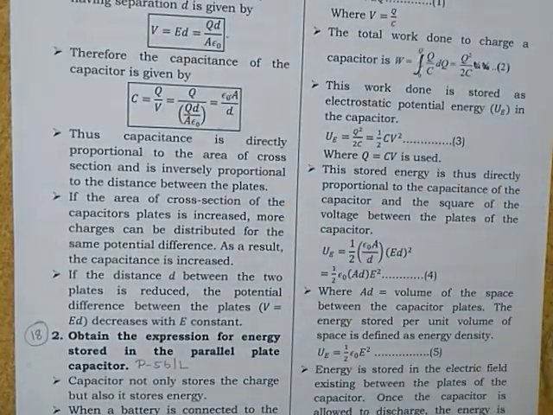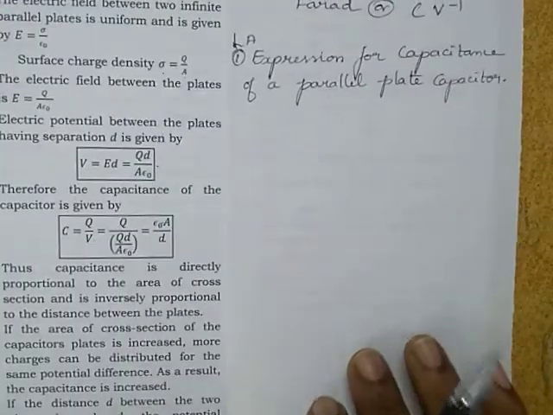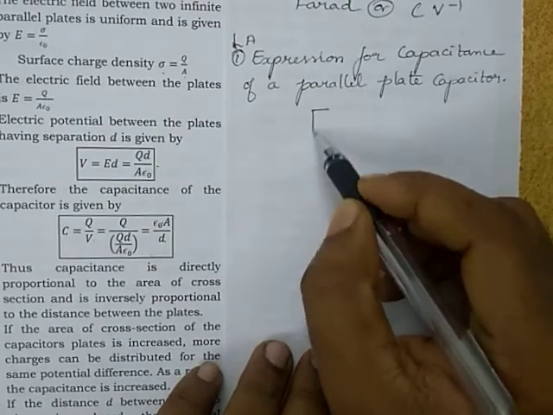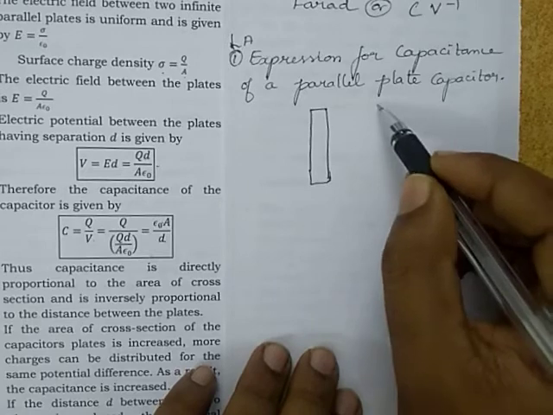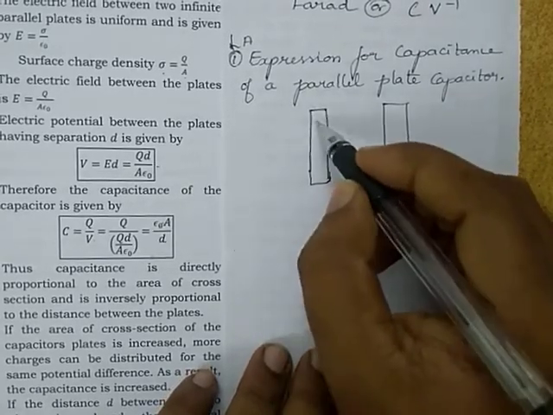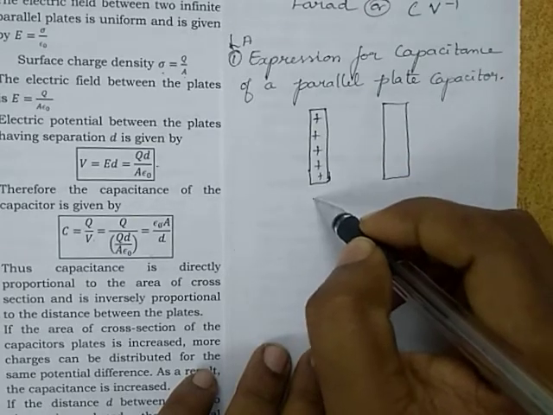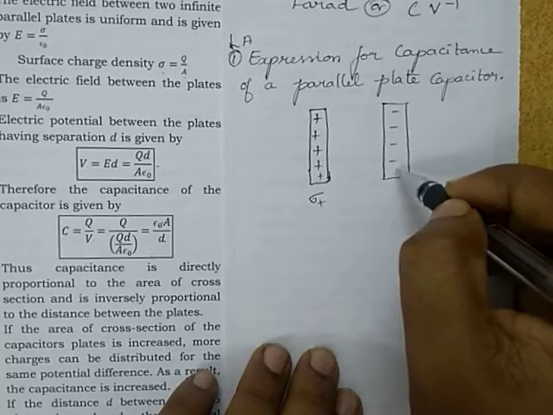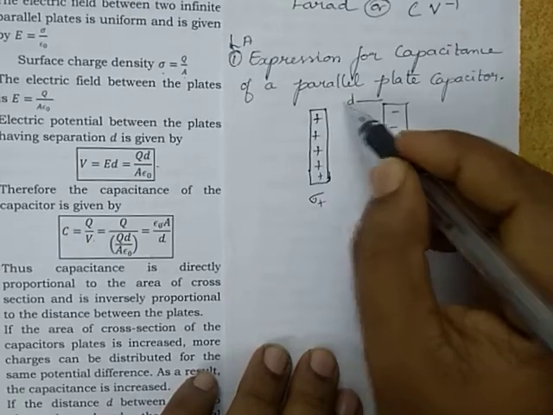Let me see what are the important things needed to answer the question. First of all we need to draw a capacitor, consisting of two infinite parallel plates. One plate having the positive charge density sigma plus, another plate having the charge density sigma minus. They are separated by distance d.